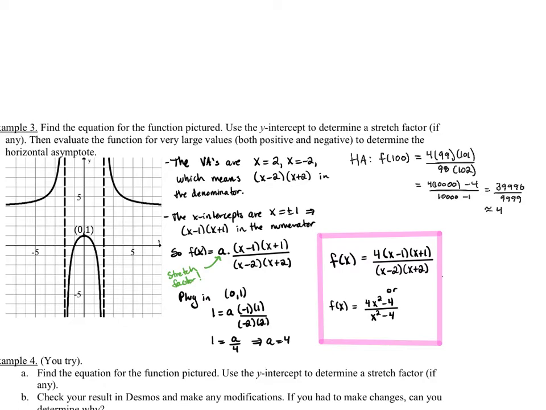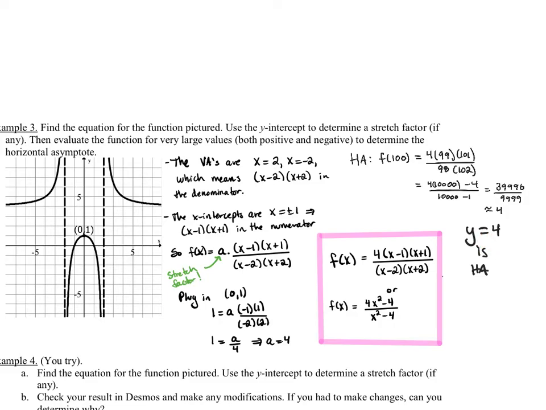Now you might wonder, is it a coincidence that my stretch factor was 4 and my horizontal asymptote is 4? And the answer is that no, it is not a coincidence. In the case where the numerator and denominator have the same degree as each other, so in this case they were both x squared, whatever the ratio of the leading coefficients is, so 4 over 1, that will be the value of the horizontal asymptote.